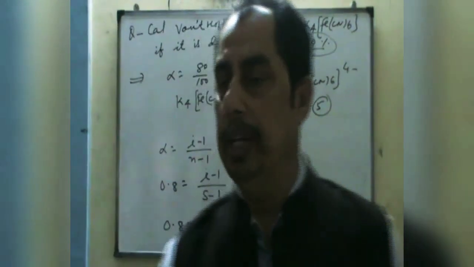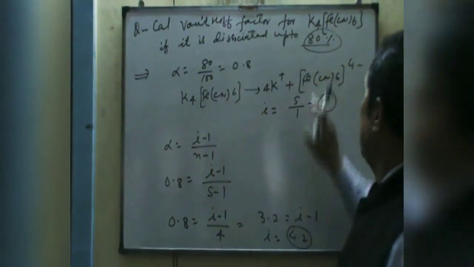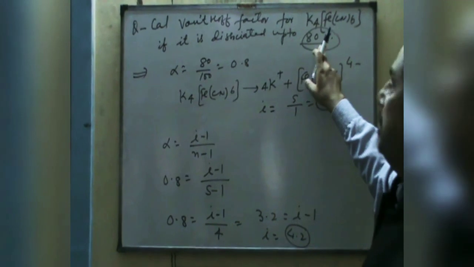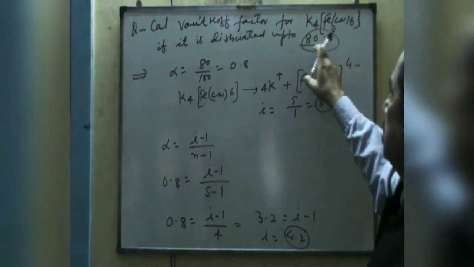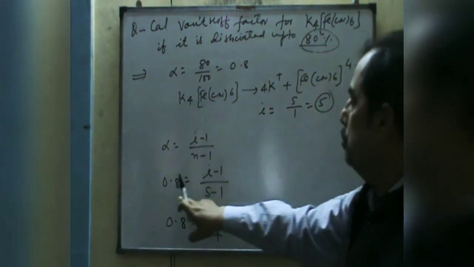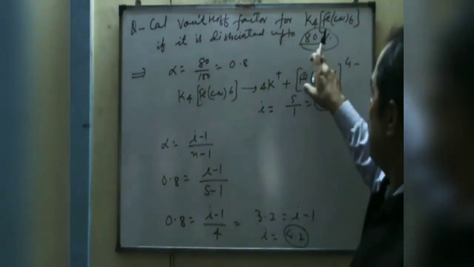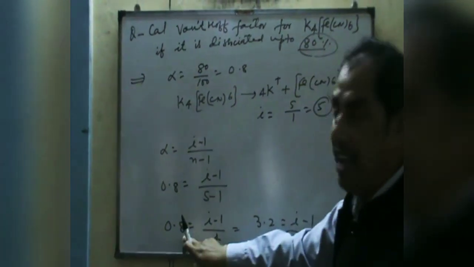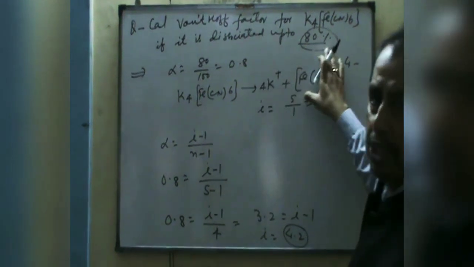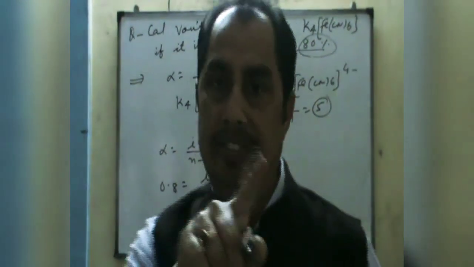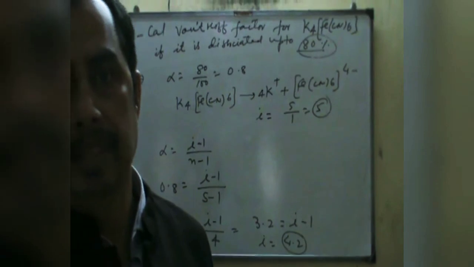The way you have calculated the van 't Hoff factor if it is dissociated up to 80%, if it is dissociated up to 60%, then I will take 0.6. If it is dissociated up to 50%, 0.5. If it is completely dissociated, then alpha is taken as 1. Is it clear to you?